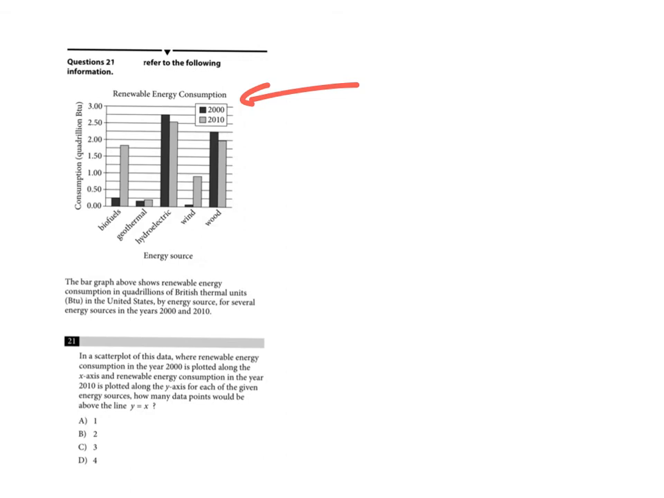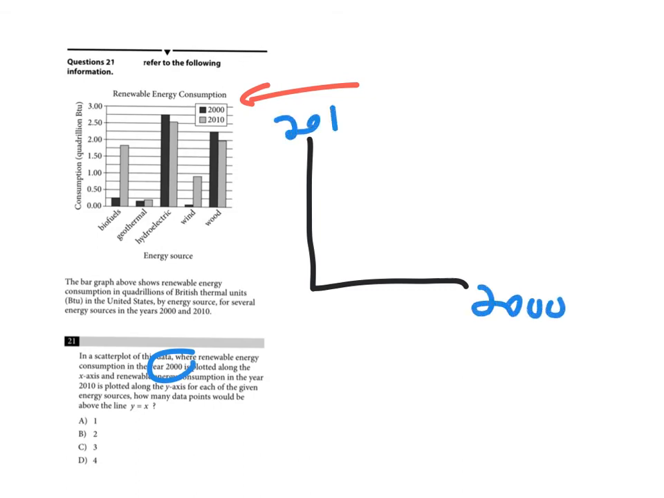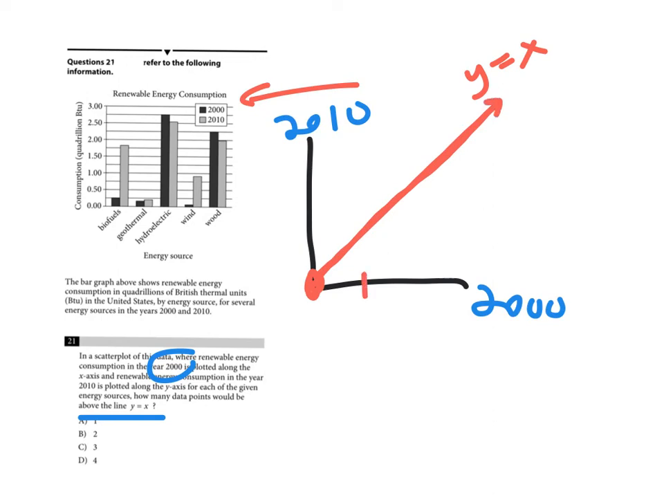So here they want me to create a scatter plot. They say they want the 2000 value to be along the x-axis and the 2010 the y-axis, and they're saying how many data points would be above the line y equals x. And y equals x is a line that you want to recognize what it looks like. It's basically a line that starts off at the origin and goes off diagonally. So at the point 1 for x, y is also going to be 1.